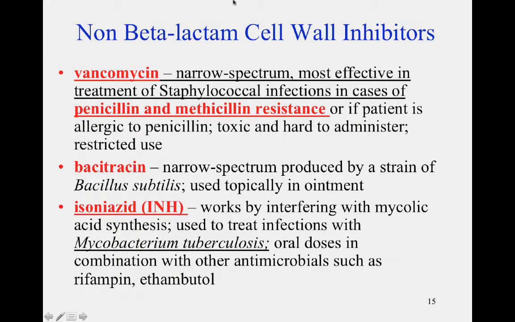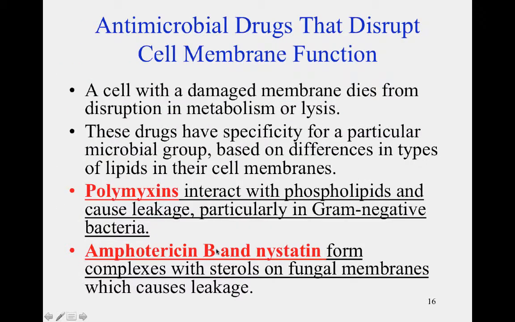And then we have another cell wall inhibitor, bacitracin. This is usually seen in ointments, and this is produced by a strain of bacteria called Bacillus subtilis. Isoniazid, or INH, is in particular used to treat Mycobacterium tuberculosis cases. This is the causative agent of TB, or tuberculosis.